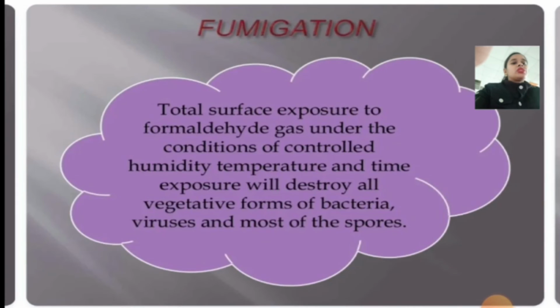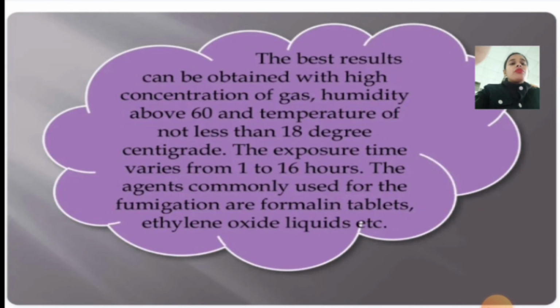Last is fumigation. Fumigation is total surface exposure to formaldehyde gas under the condition of controlled humidity, temperature and time. Exposure will destroy all vegetative forms of bacteria, viruses and most of the spores. If you want the best result during fumigation, then we have to use above 60 percent humidity and temperature not less than 18 degrees.